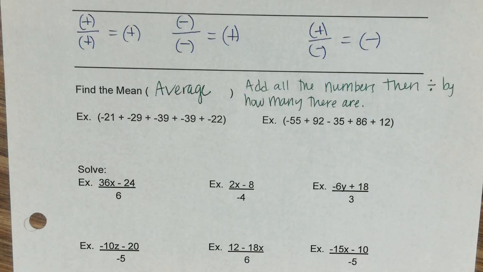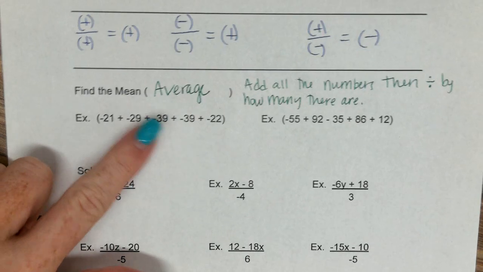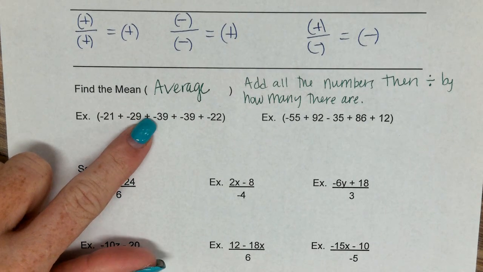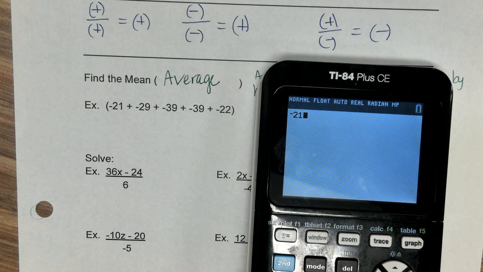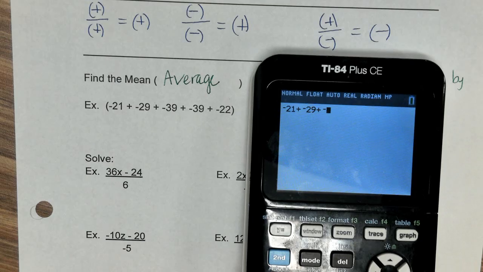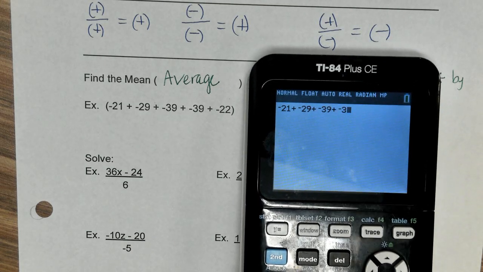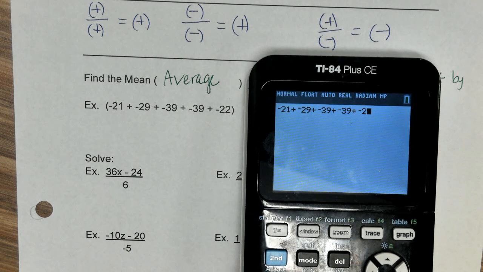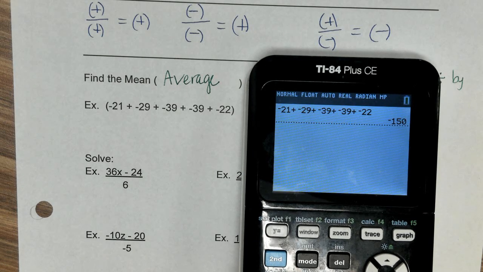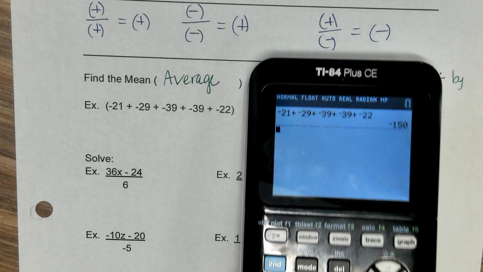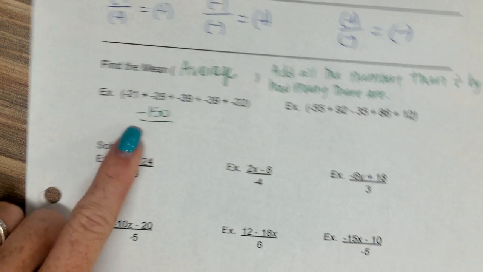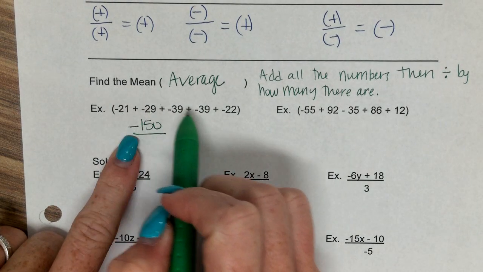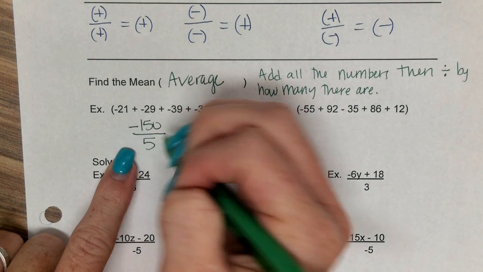So anytime you hear the word mean, you need to think of average, because that's what it means. All right, so we're going to find the mean of this first list of numbers. So you're going to add them all up. Write down what you get, which I got negative 150. Yes or no? How many numbers are there? So I'm going to divide that by 5.